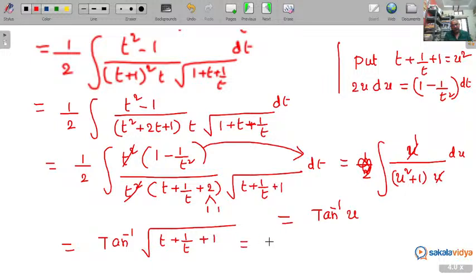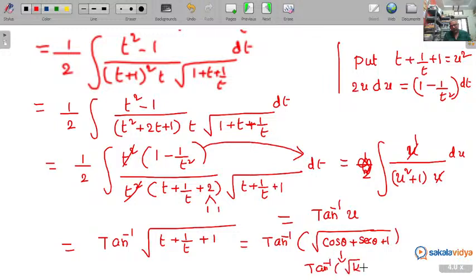t is equal to cos theta. So this we can write tan inverse of under root of cos theta plus sec theta, because plus 1. Given that tan inverse root k, therefore comparing, k is equal to cos theta plus sec theta plus 1. So this is our answer. So like this we need to integrate it.